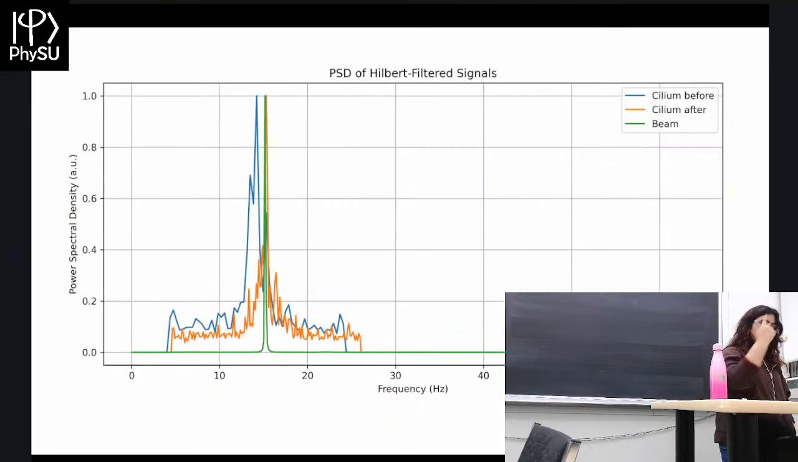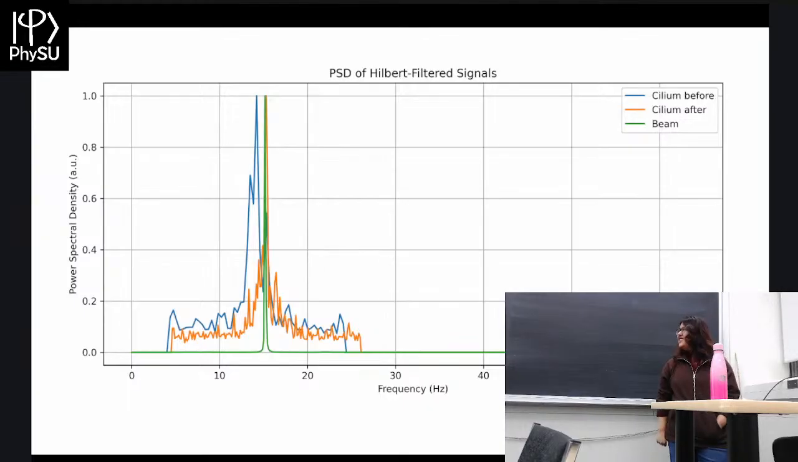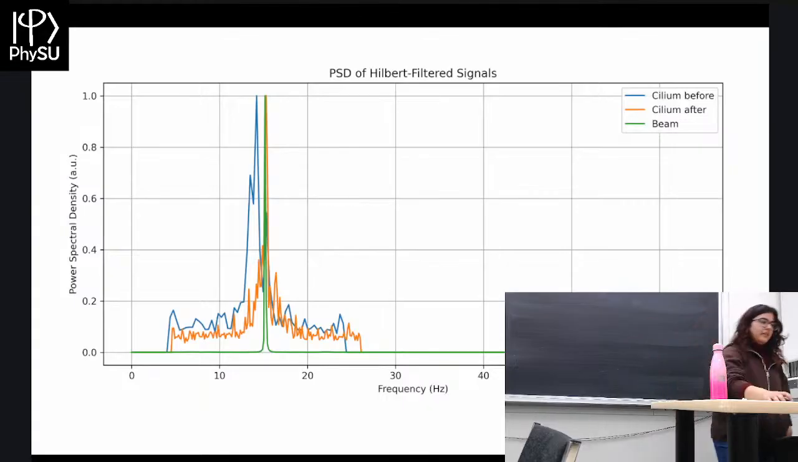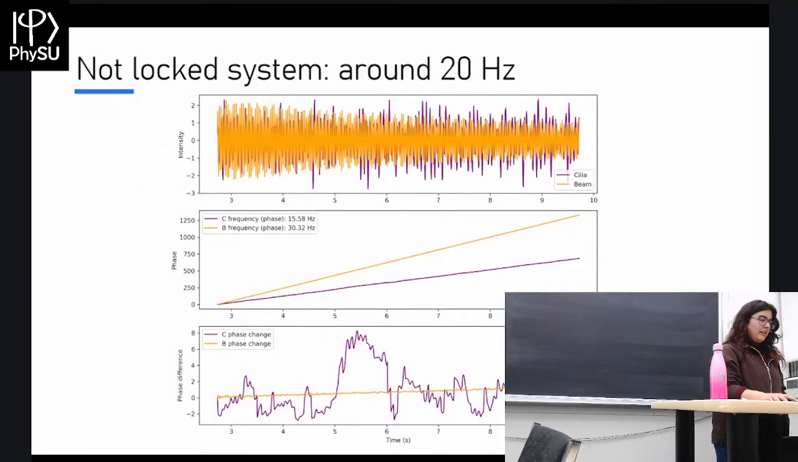And this is Hilbert transform, so it just turns it into waves, like sine data. And then this is an example of a not locked system. This was on 20 hertz, so I think it was too fast to lock in with the cilia. So obviously there's a range where it locks. And as you can see, the slopes are different.